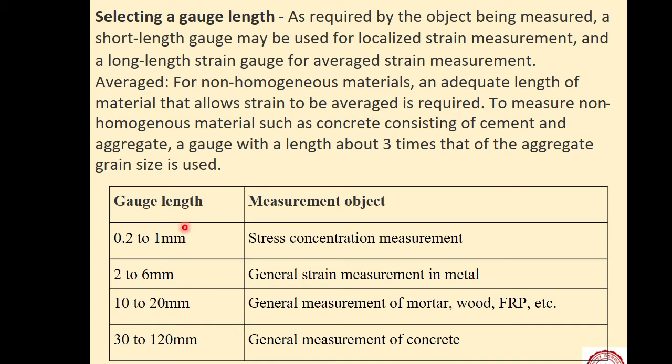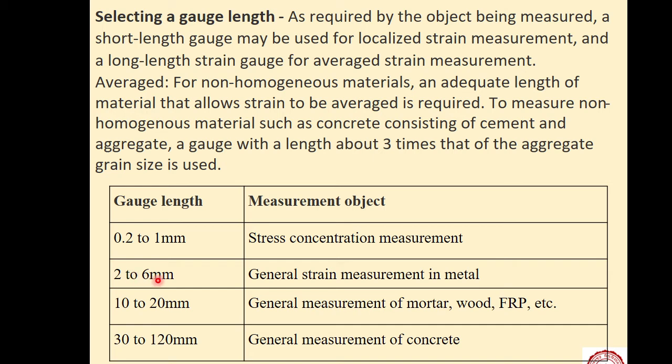Now let's see selecting gauge length. What is the objective here? A very low gauge length is required to measure the strain concentration effect. When there is a change in cross section, there is a stress concentration. To measure that stress concentration is again a quite complicated area of experimentation. If we have to use a strain gauge, its length has to be limited. Now for ordinary general strain measurement in metal, this is the usual gauge length.